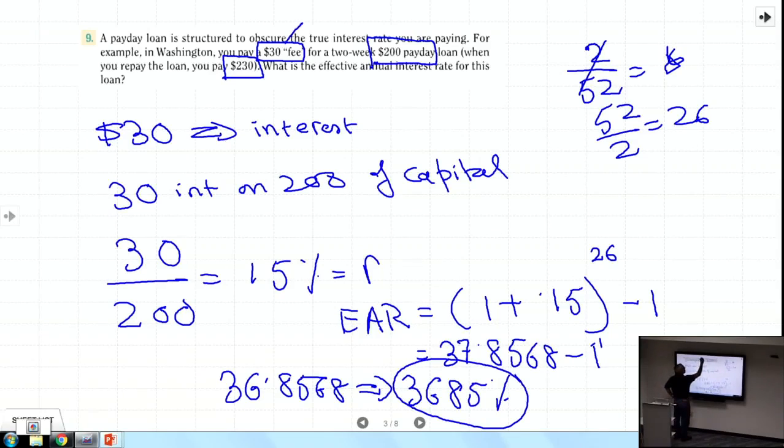So a $30 fee over a 2-week period for a $200 loan is equivalent to paying an annual interest of 3,685%. That's what I mean by moral hazard. This is not regular borrowing and lending. This is a form of social exploitation. But that's another subject for another day. But you can see why, when people draw attention to the moral hazards of payday loans, this is what they're drawing attention to.